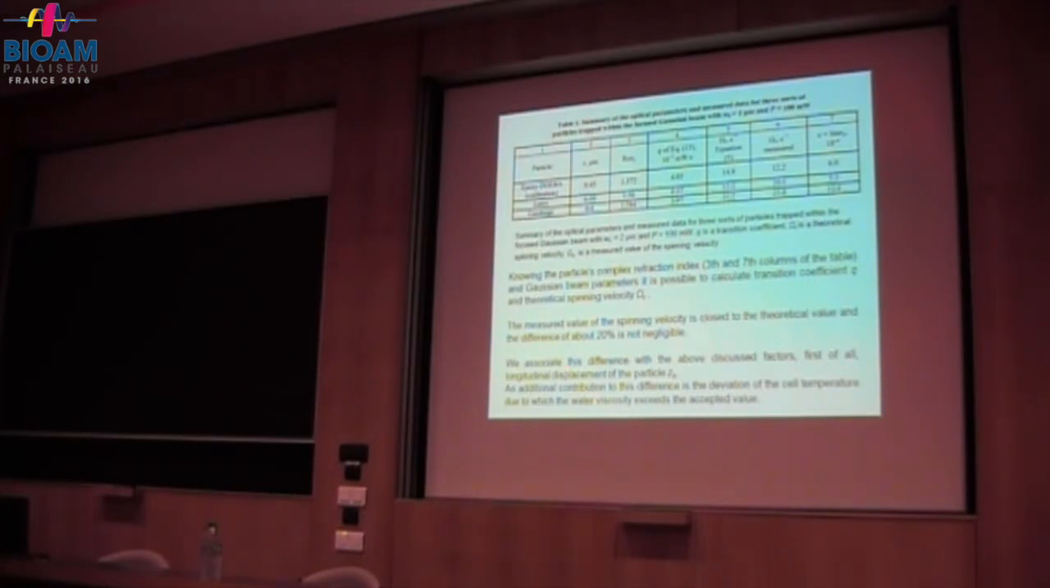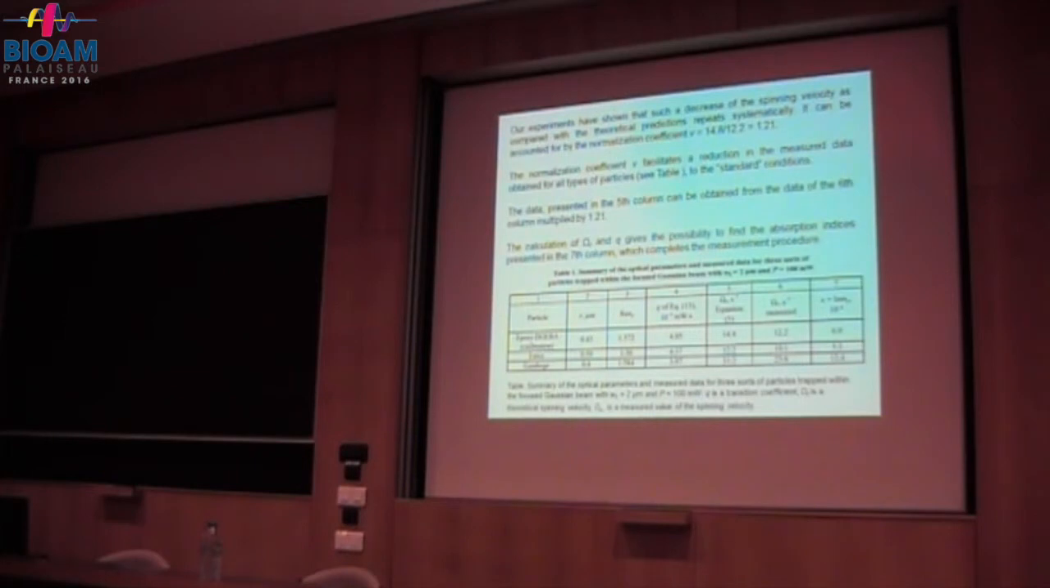First of all, longitudinal displacement of the particles in comparison with the beam waist. An additional contribution to this difference is the deviation of cell temperature, due to which the water viscosity exceeds the accepted value. Our experiments have shown that such a decrease of spinning velocity, as compared with the theoretical predictions, repeats systematically, and it can be accounted for by the normalization coefficient mu.